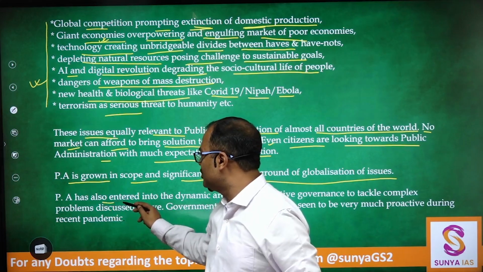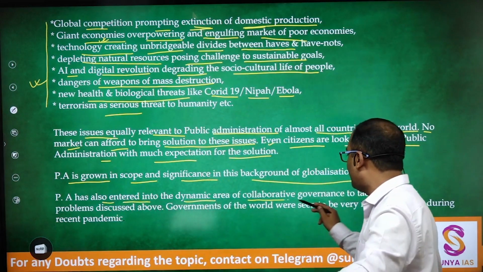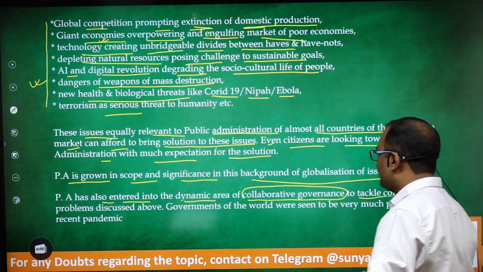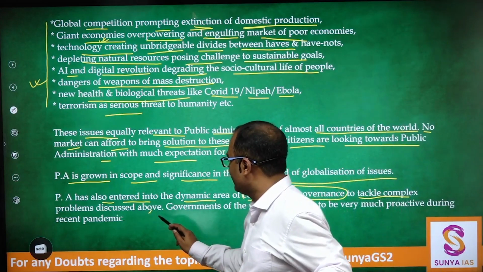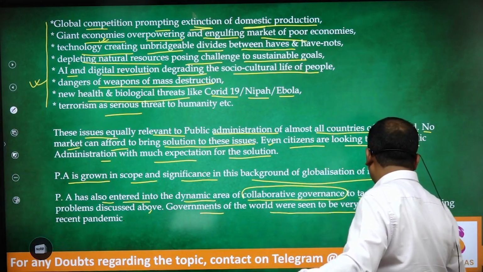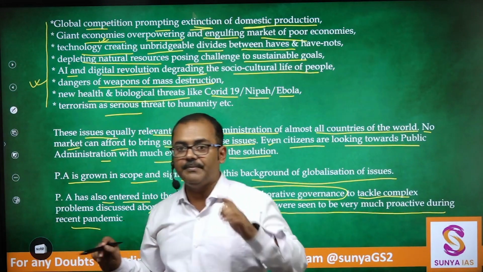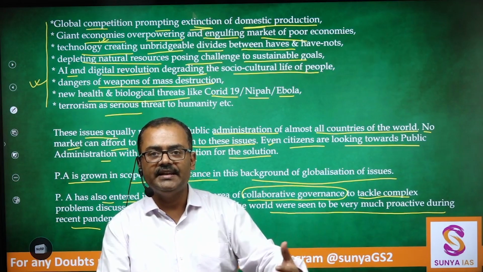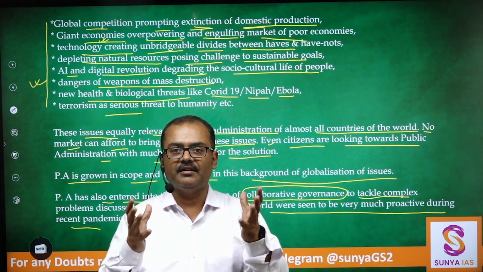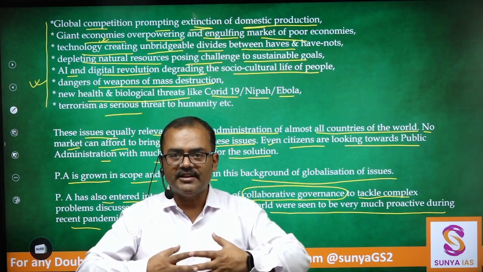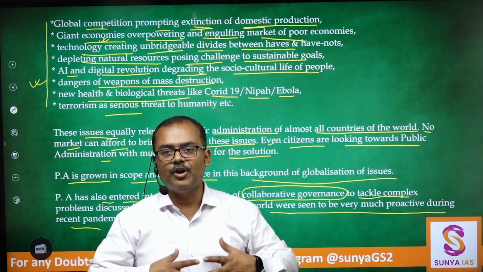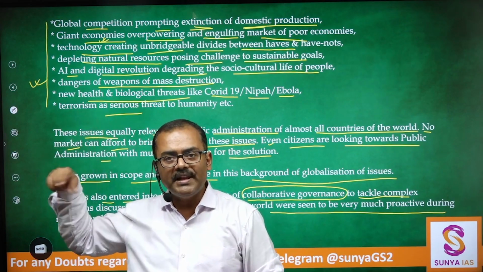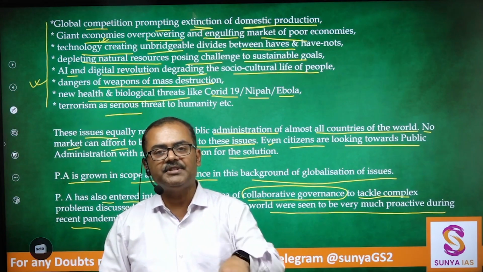Public administration has also entered into the dynamic area of collaborative governance. To tackle the complex problems discussed above, governments of the world were seen to be very much proactive during the recent pandemic. It means one example is also given, that how the COVID-19 pandemic came and governments of the world became alert, aware, and started collaborating. So collaborative governance emerged in this background. And this global issue, the pandemic, made public administration very proactive.